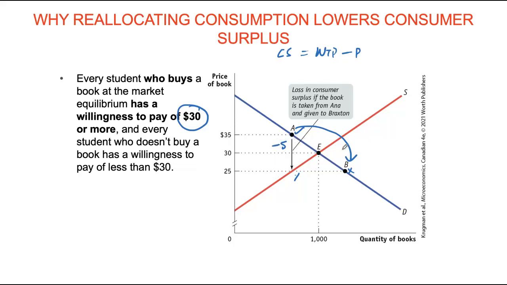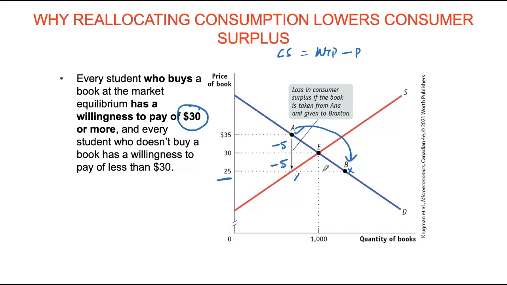And now we are forcing Braxton to buy the good. Braxton was only willing to pay $25, but he's forced to pay $30. So when you reallocate consumption from a consumer who was willing to pay more to a consumer who was willing to pay less than the market price, we actually end up making the market worse off. Anna is losing $5 of net gain and Braxton is forced to buy the good and therefore incurs a net loss of $5. The total loss is $10 because of this reallocation of consumption between these two different types of buyers.